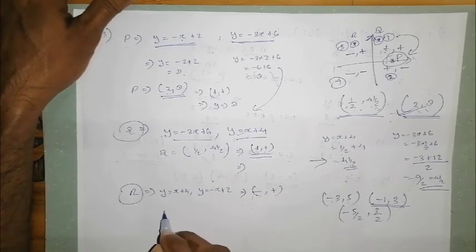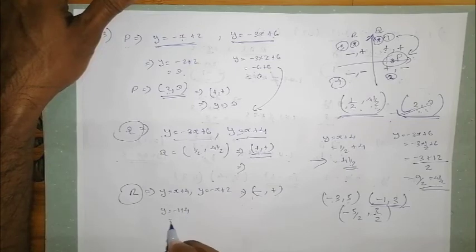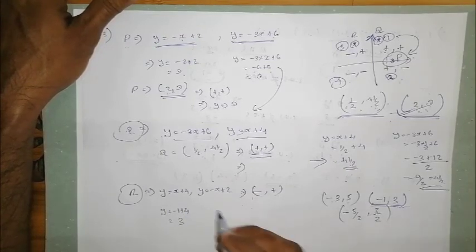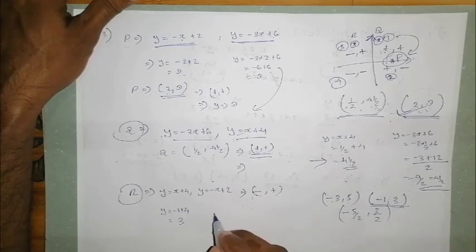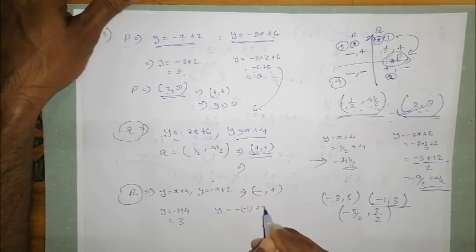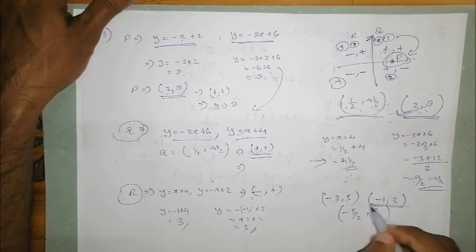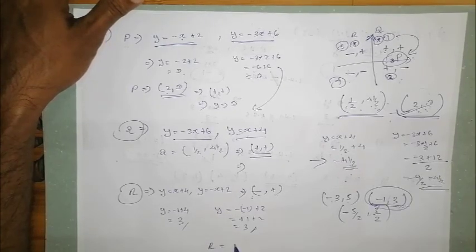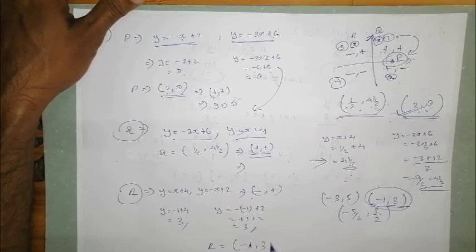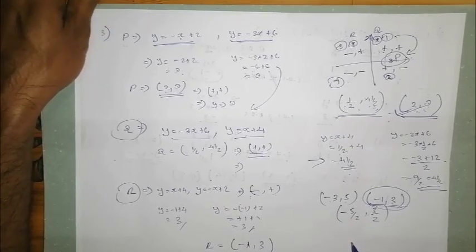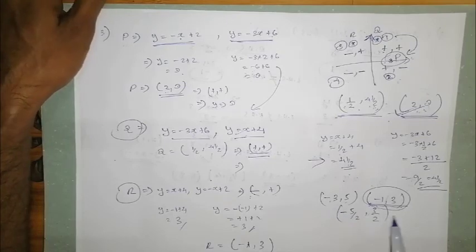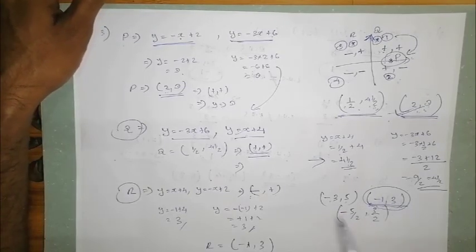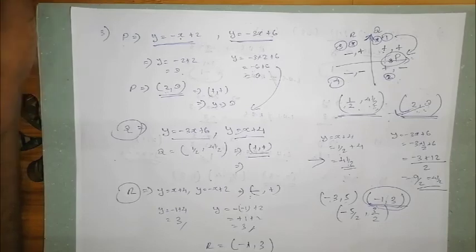If you substitute minus 1 plus 4, the answer is 3. So the y coordinate is 3, which satisfies minus 1 comma 3. Then y equals minus x plus 2, so plus 1 plus 2. So the answer is 3. Both the equations are satisfied by minus 1, 3. So the coordinate of R is minus 1 comma 3. So why are we ignoring the other two? If one of the answers is satisfying, we can ignore the remaining ones.